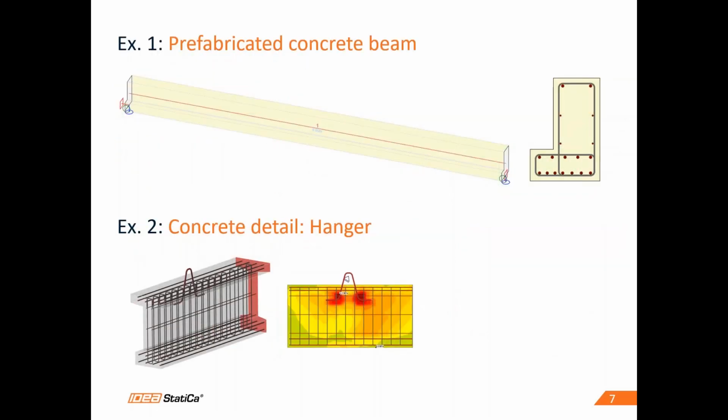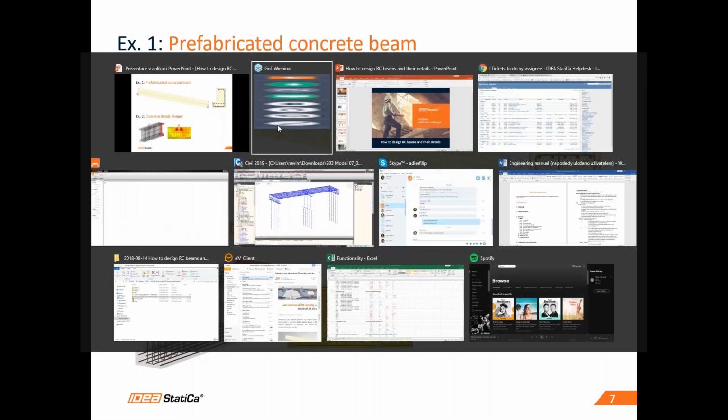When I'm speaking about examples, the first one will be in the IDEA StatiCa Beam application, which is dedicated to the B regions, or the standard checks according to the Eurocode and Swiss code. And later, my colleague will show you how to do the hanging of such a prefabricated beam in transport stage. So we'll go directly to the software.